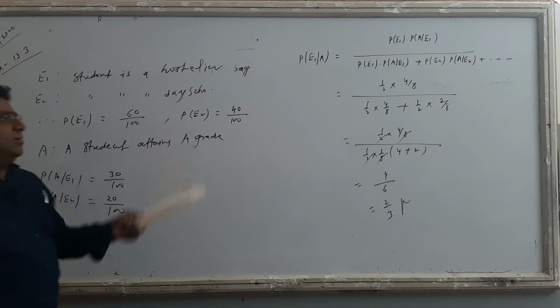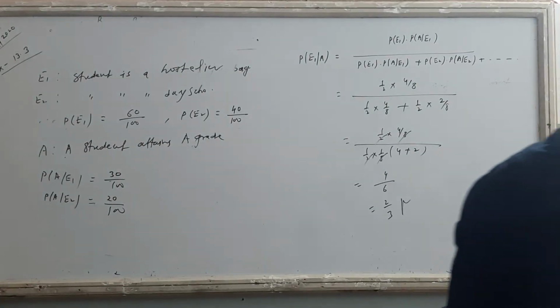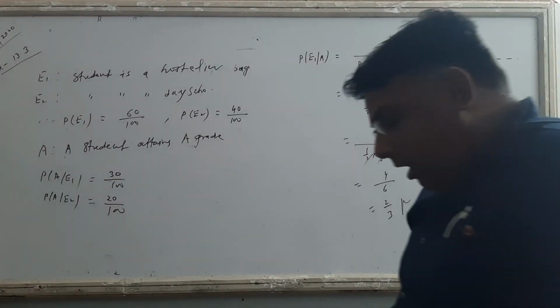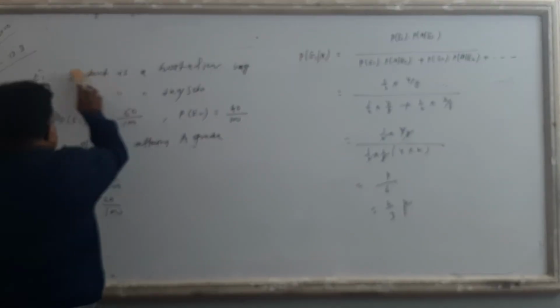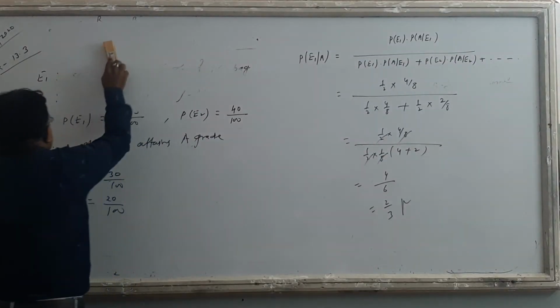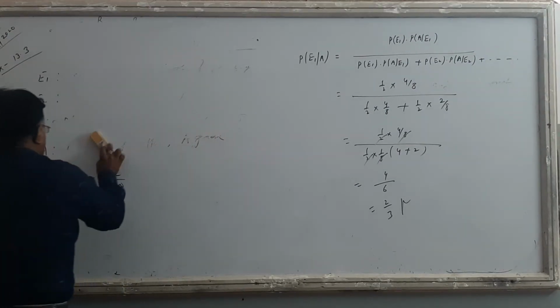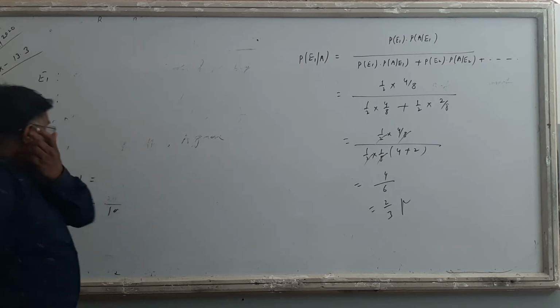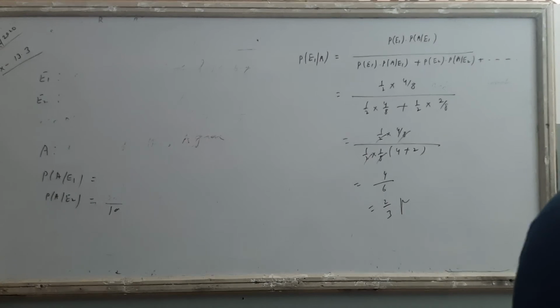And now substituting the same formula, P of E1 by A equals P of E1 into P of A by E1 upon P of E1, P of A by E1 plus P of E2, P of A by E2. The main problem is deciding E1, E2 and finding A by E1, A by E2, that is the problem.